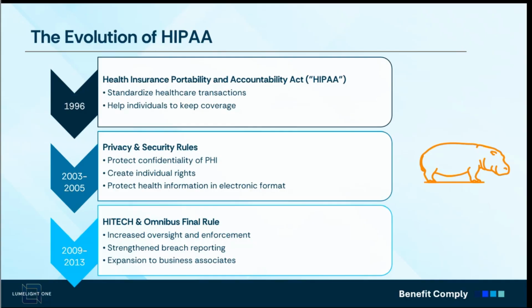In 2009, we have the Health Information Technology for Clinical and Economic Health Act, or HITECH, which had the first substantive changes to that 1996 law, including increasing potential penalties for noncompliance and greater oversight and enforcement by the agencies of the HIPAA rules. It also changed how to identify when a breach occurred and what needed to happen if a breach did occur. It also made business associates directly liable for HIPAA compliance. We will circle back to what exactly a business associate is.